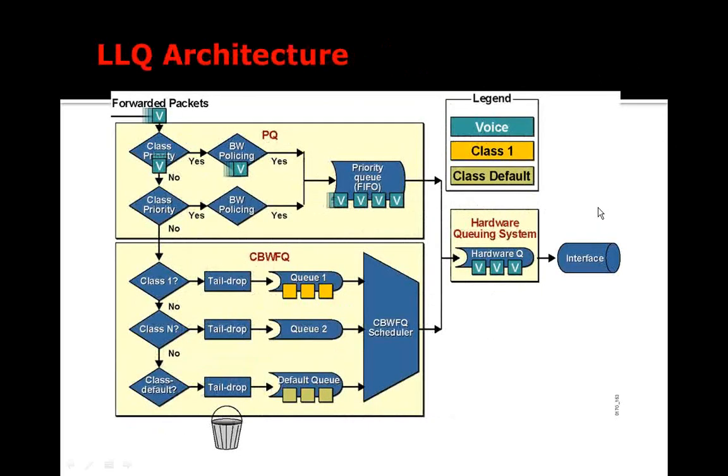So here's the LLQ architecture. Again, same type of configuration. We've got the policing set up here. So you can see that we police this as we send it through the network.